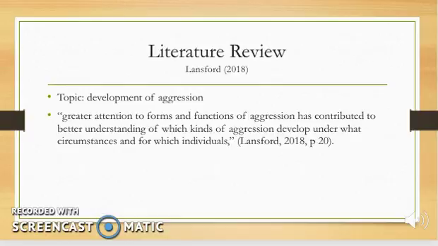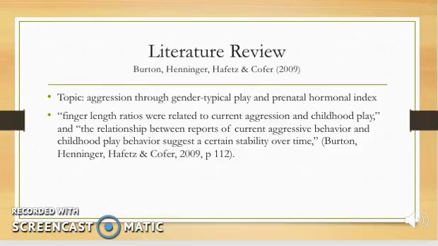Through her studies, she was able to determine that greater attention to forms and functions of aggression has contributed to better understanding of which kinds of aggression develop, how they develop in different circumstances, and how they develop in different individuals. The next piece of literature is by Burton, Henninger, Haffetz, and Kofer.